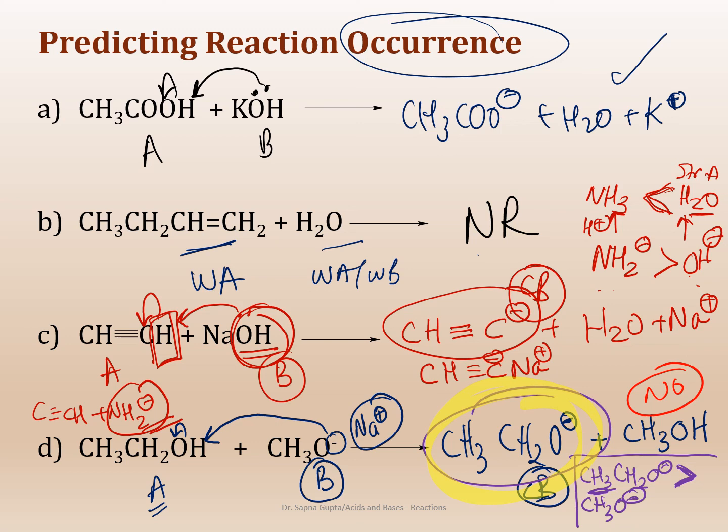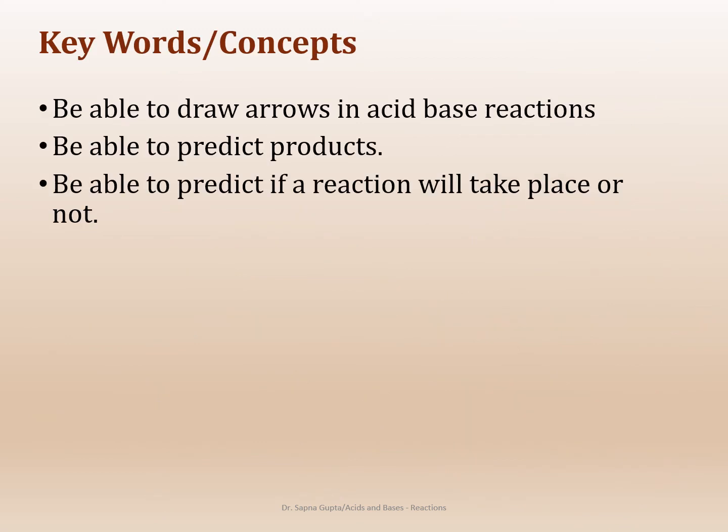So feel confident that it could be no also, but also know your stronger acids and bases. And that brings us to the end of this part on writing reactions out. Make sure you're able to draw the arrows in acid-base reactions. Make sure you're able to predict the products. If you look at the worksheet that I have for you, you have a ton of reactions in there. Please practice as much as possible. And of course, the last thing is that you should be able to predict whether a reaction can occur or not in the case of an acid-base reaction.